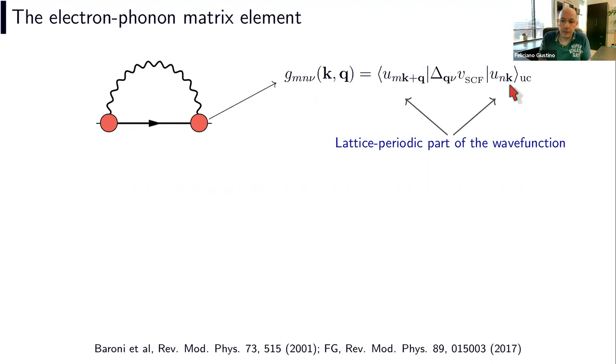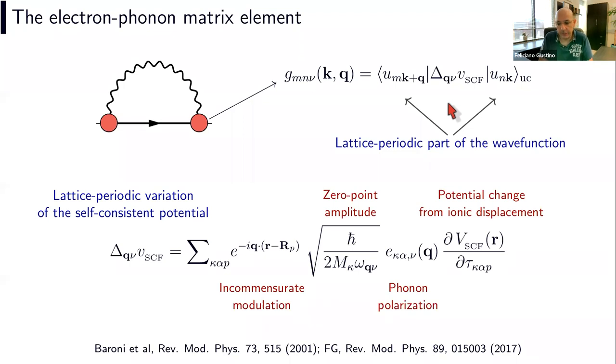The calculation of the eigenstates, like the Kohn-Sham states, is very simple and also computationally cheap today. What gets complicated is the calculation of this change of the self-consistent potential. I want to give you the full expression so you can see what this is made of. So this is the complete expression.